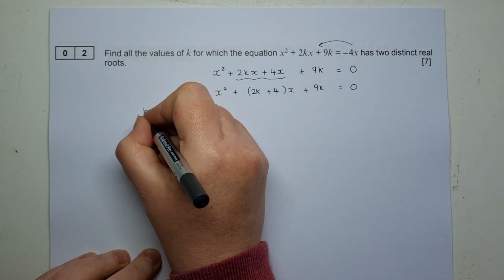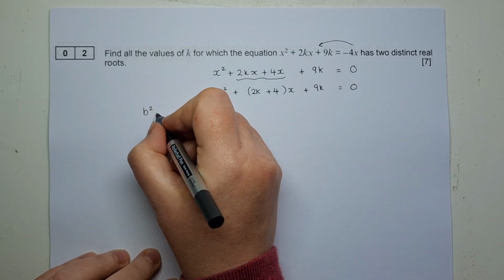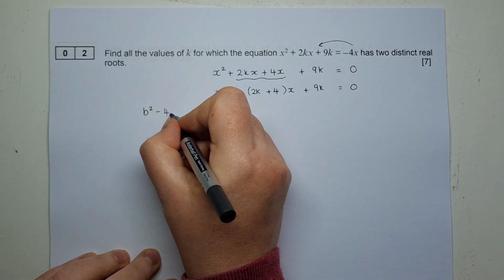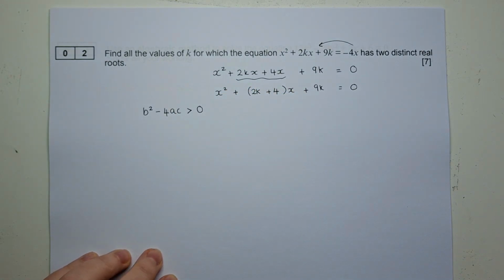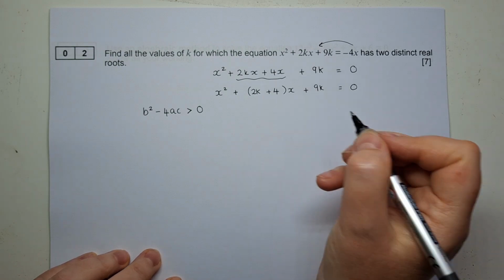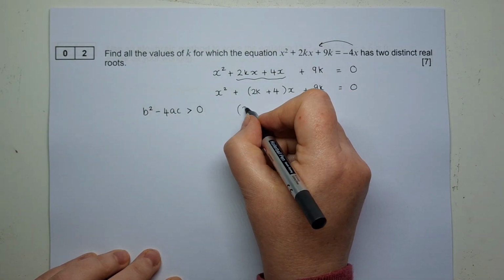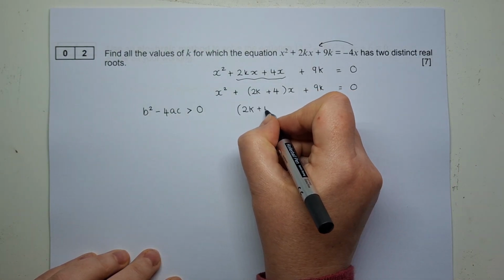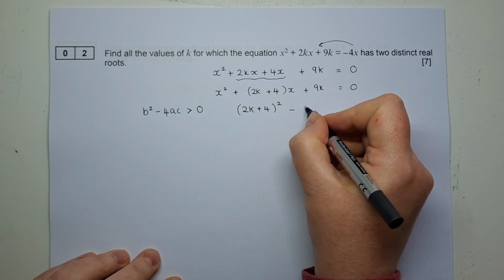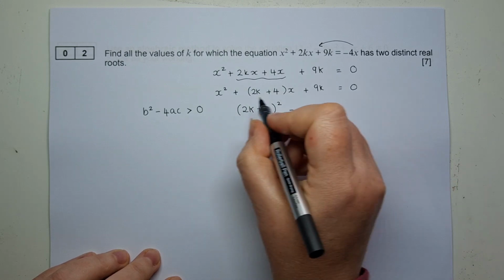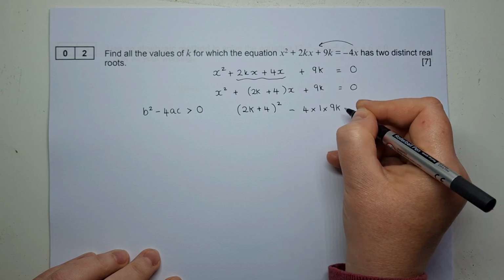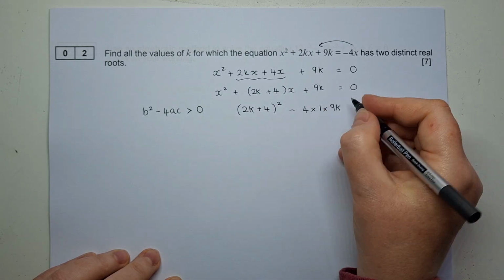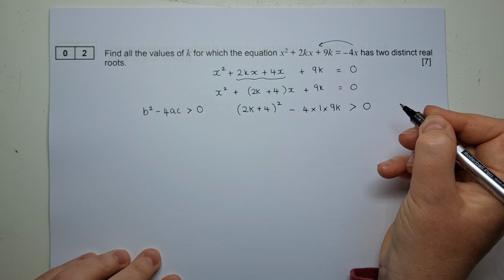Now we can use our discriminant, and for two distinct real roots we want b squared minus 4ac to be greater than 0. We need to make sure we've got that condition written down clearly. So my b is 2k add 4 squared, take away 4 times a 1 because that's the a, and a 9k for the c. And now I'm going to start writing greater than 0.